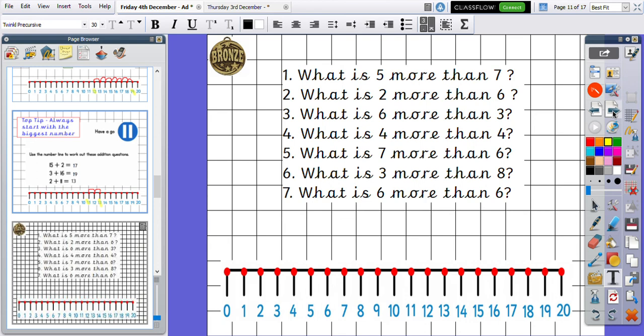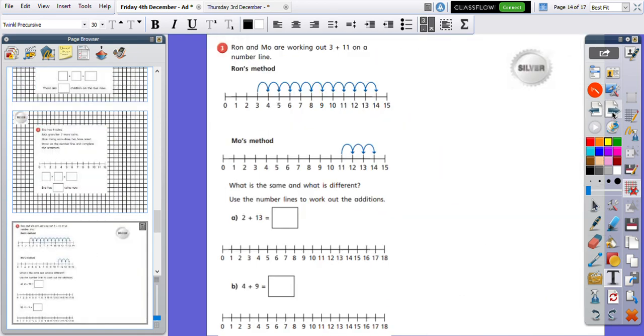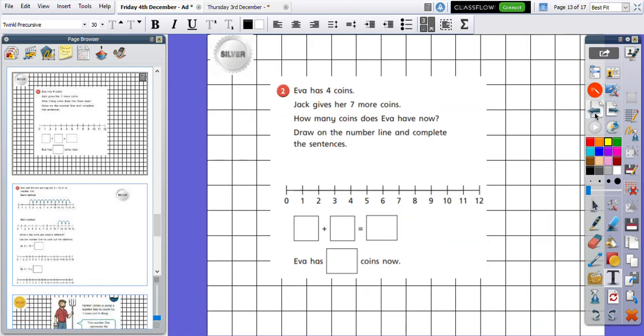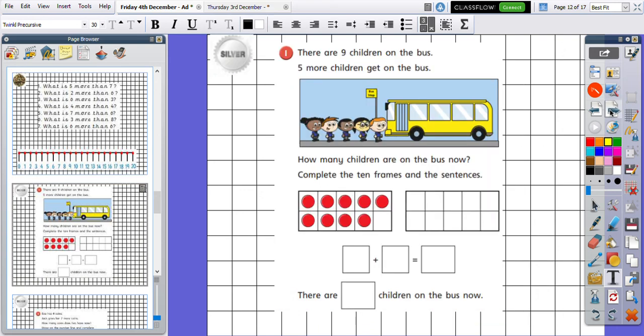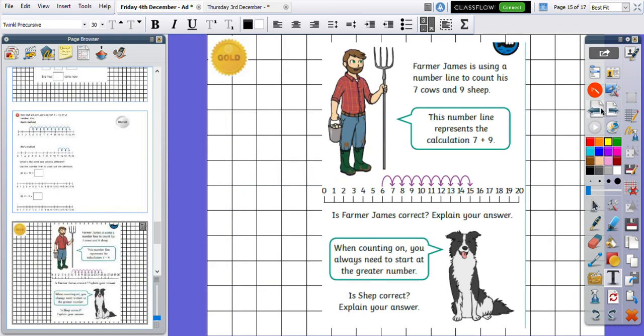Brilliant. Okay then, we've now come to the part where it is your turn to have a go at some questions on your own. So, just like the rest of the week, there are bronze, silver and gold to be having a look at. Start on bronze, see how confident you are. If you're finding them really, really easy, then move on to silver, and same if you are whizzing through silver, then you can move on to gold.